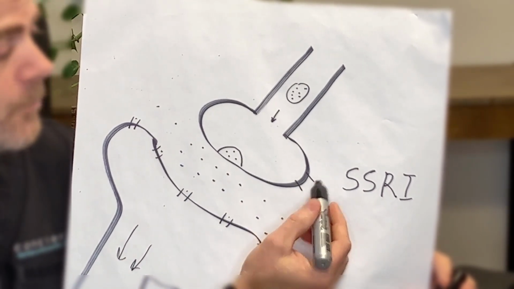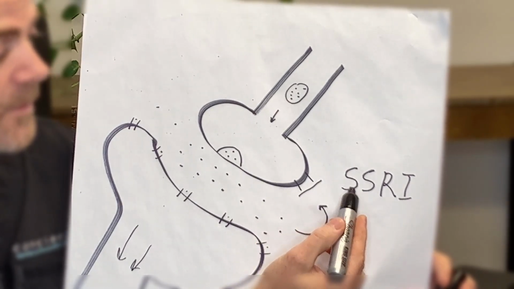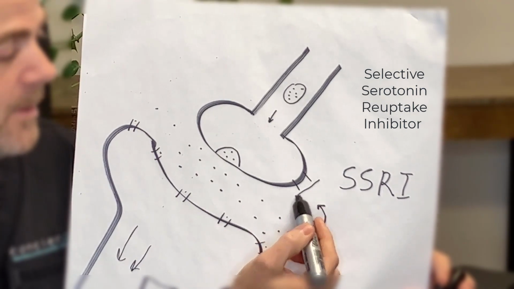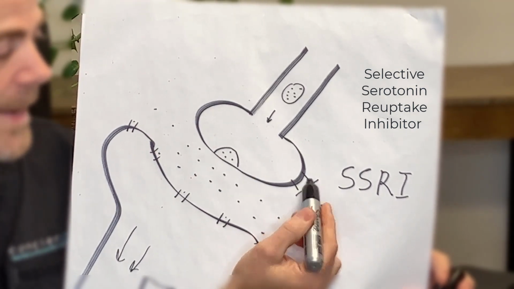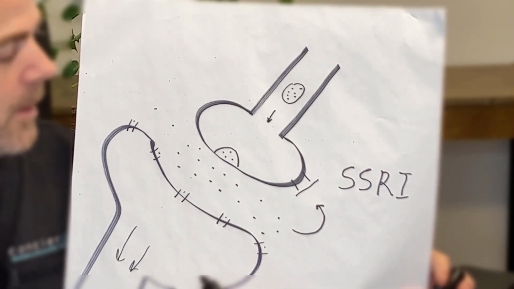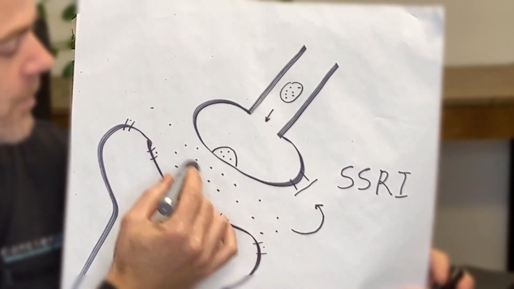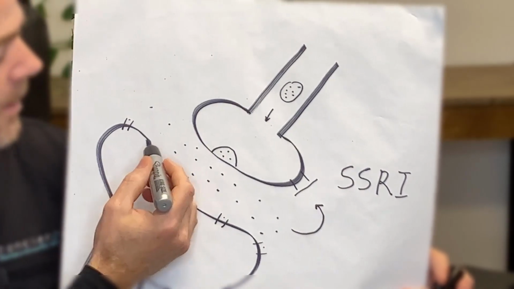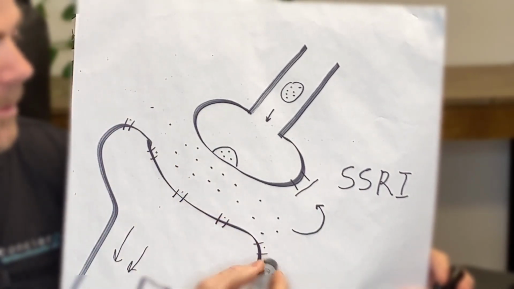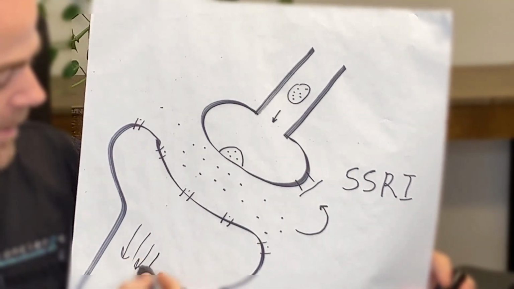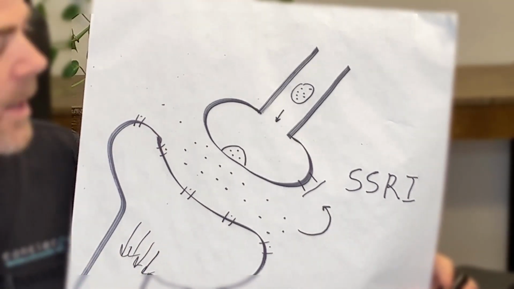And when we block this receptor, so this is a serotonin selective reuptake inhibitor, we're inhibiting this serotonin reuptake transporter. The serotonin cannot go back and be recycled. So now we have extra serotonin floating in the synapse. What happens is that those receptors are being activated over and over again, and we amplify the signal from that.